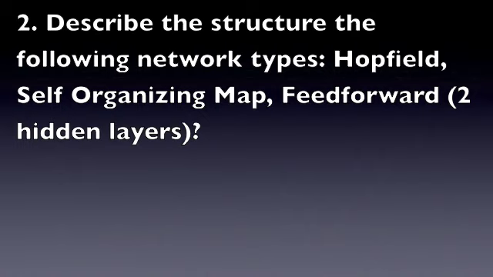Question number two asks you to describe the structure of the following network types. The Hopfield neural network is a single layer of fully connected recurrent neurons. These neurons connect to all the other neurons, but not to themselves.